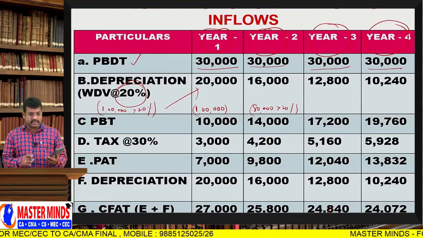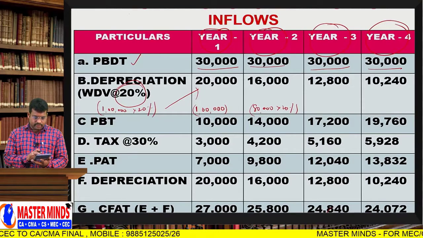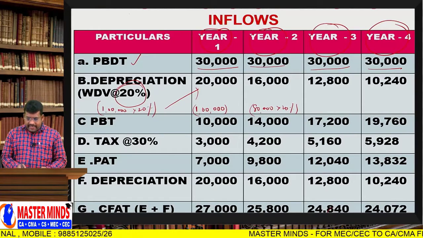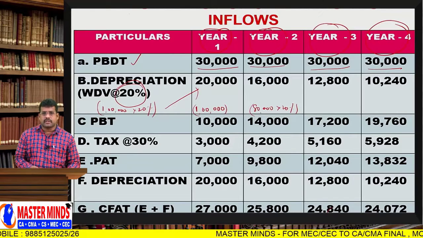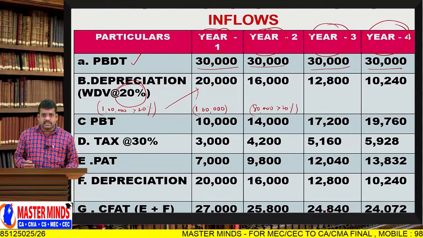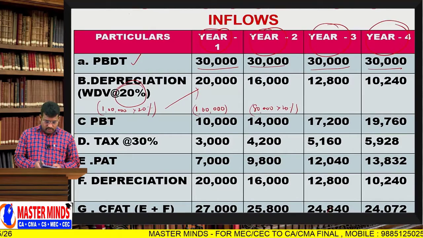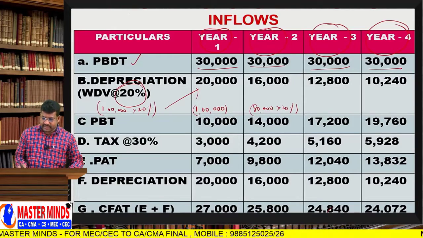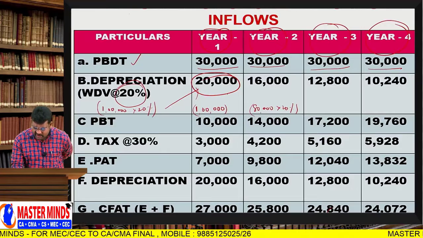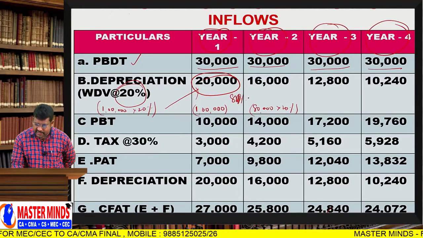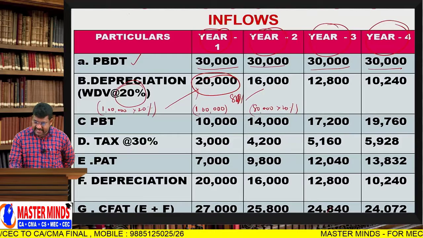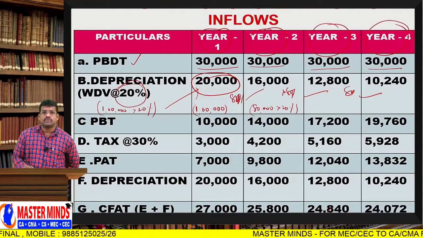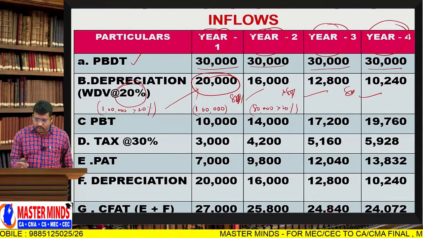Thereafter you will get 12,800. So 12,800 into 80%, you will get the next value. Every year the depreciation systematically decreases, and that you have to find. So the first year is 20,000. From this 20,000, multiplying with 80%, you will get 16,000. Then 16,000 multiplied by 80% gives 12,800. Multiplied by 80% again gives 10,240. So you have got the depreciation that you have to deduct.